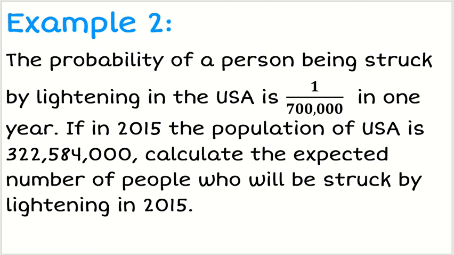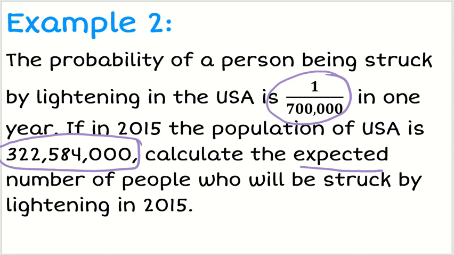Then let's look at this example. The probability of a person being struck by lightning is 1 out of 700,000 in 1 year. If in 2015 the population of the USA is 322,584,000, calculate the expected number of people who will be struck by lightning in 2015. So again, we've got that word expected, and I underlined it as soon as I read it because that's one of my key things I look for.